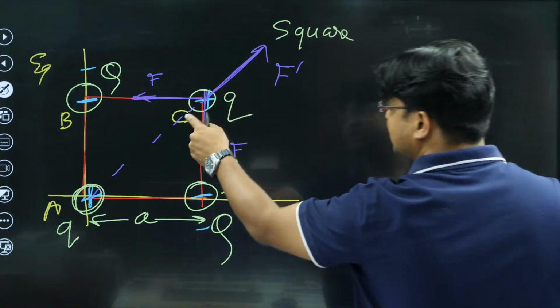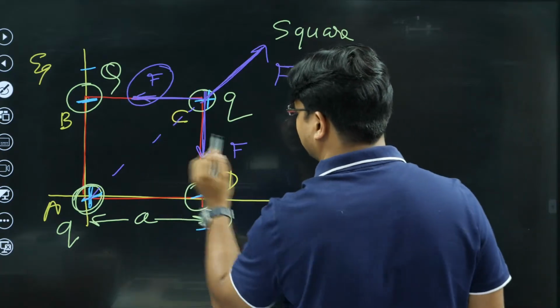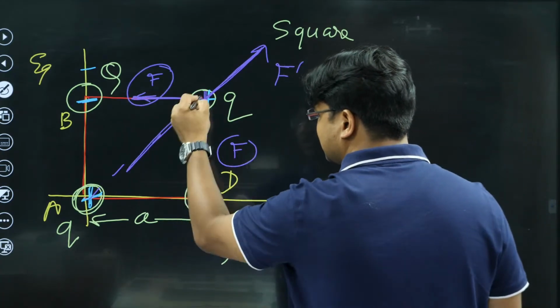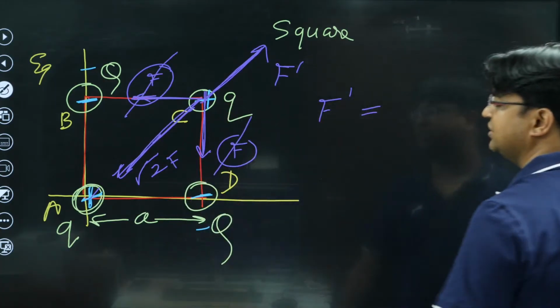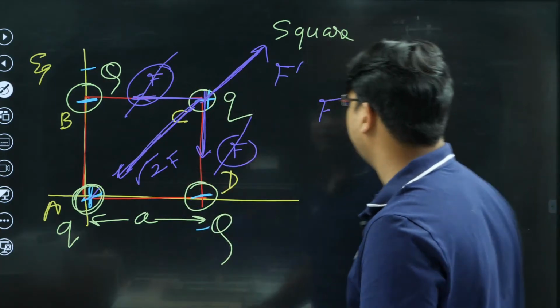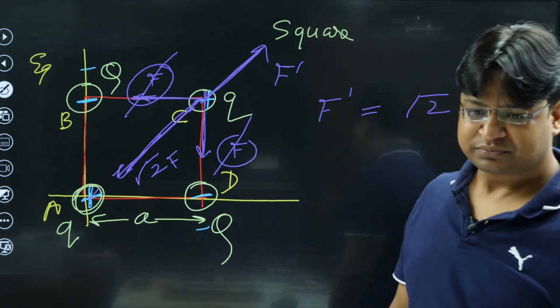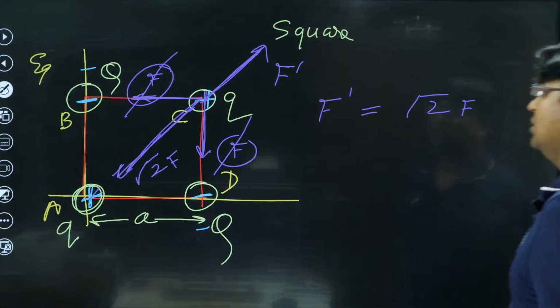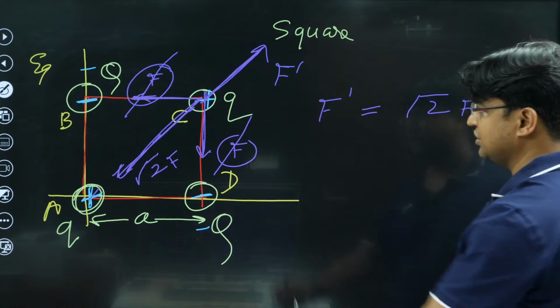So to get a 0 force on C, F prime should balance the resultant of these two, and the resultant of these two will be in this direction. It will be equal to √2 times F. So we will eliminate these two. These two will become √2F. F prime should become equal to √2F, and that will give us the answer. So the question was, what is the relation between these two charges, the small q and capital Q?